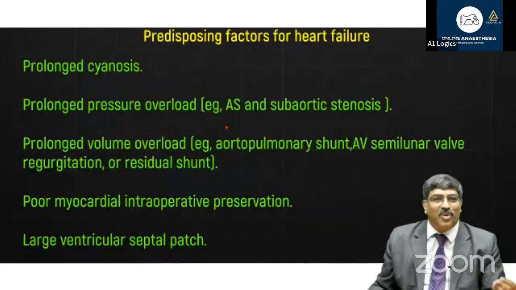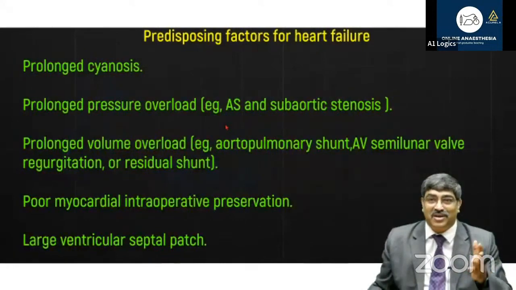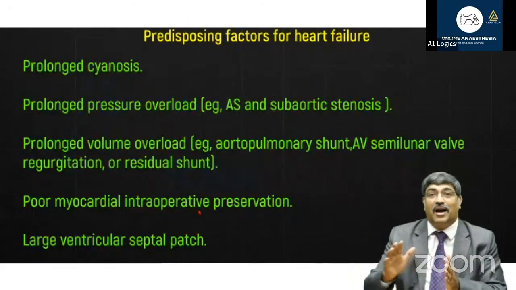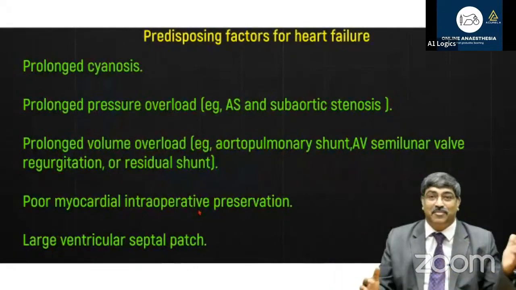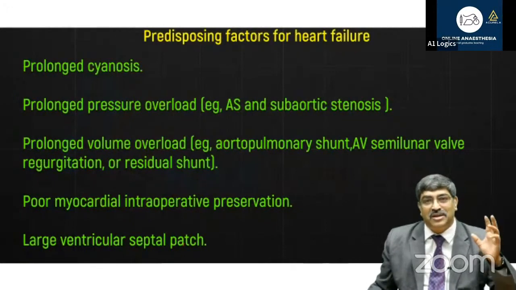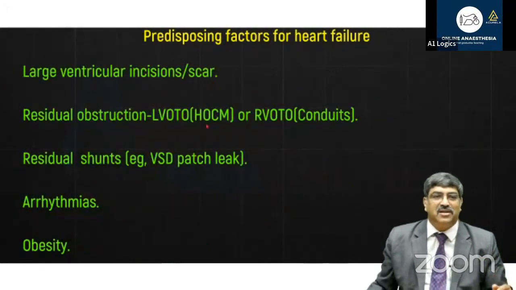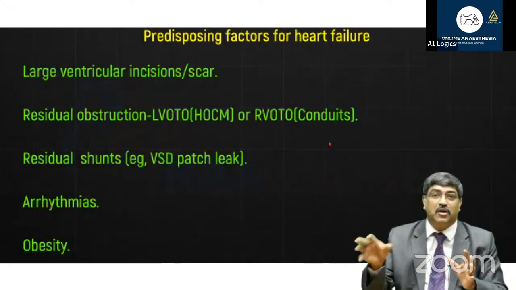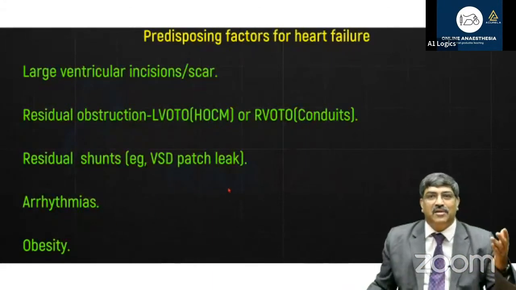Predisposing factors are prolonged cyanosis, prolonged pressure overload where there is valvular obstruction, volume overload which can occur with aortopulmonary shunt, regurgitation or a residual shunt, and poor myocardial preservation, which might lead to heart failure. And when this patient comes for non-cardiac surgery, managing the heart failure is going to be really tough. Other causes are a large ventricular patch, a large ventricular incision, and residual obstruction. It can be left ventricular outflow obstruction as in HOCM or right ventricular outflow tract obstruction as happens with the conduit across the right ventricle to the pulmonary artery. Residual shunt where a VSD patch might leak, arrhythmias and obesity.